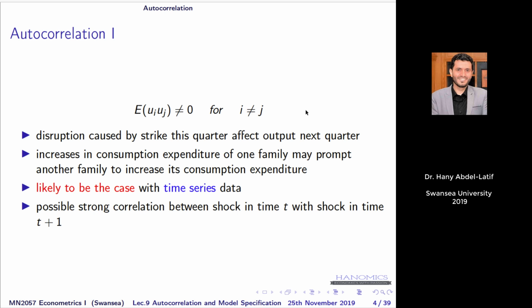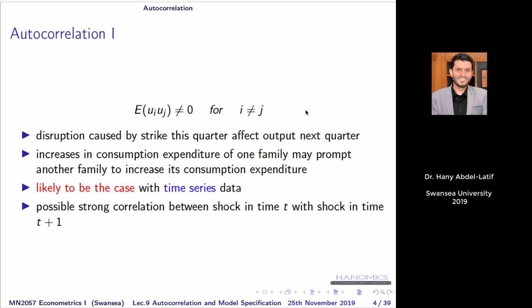Okay, but you can imagine what I'm talking about here, the autocorrelation problem. It's more relevant with time series data, when you have data ordered in time. So it's likely the case that when you have a high unemployment rate in time t, the unemployment rate will be high in time t plus 1.